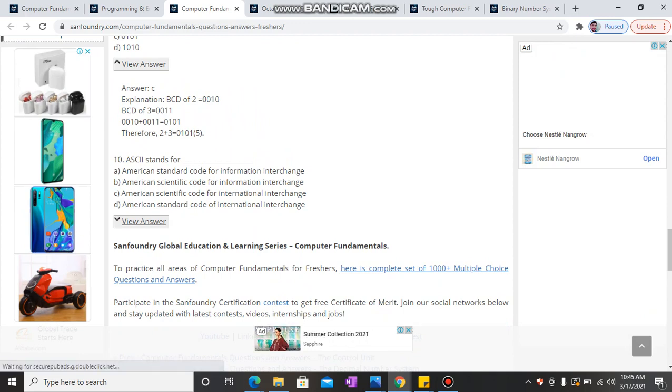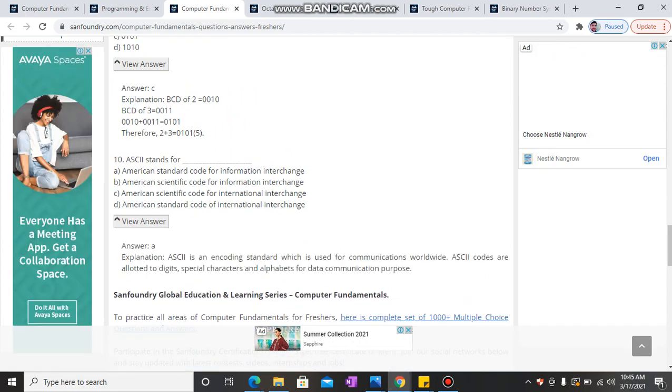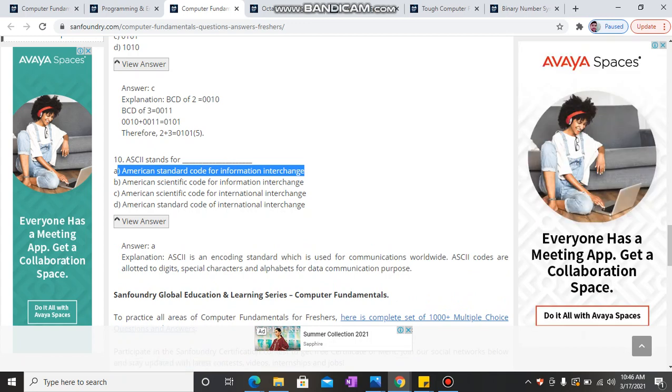Okay, we've got a very interesting question. Another: ASCII. It means the right answer is American Standard Code for Information Interchange. Like it's an encoding standard which is used for communication worldwide. So ASCII, we call it most of the time. Codes are allotted to registers, special characters and alphabets for data communication purpose.